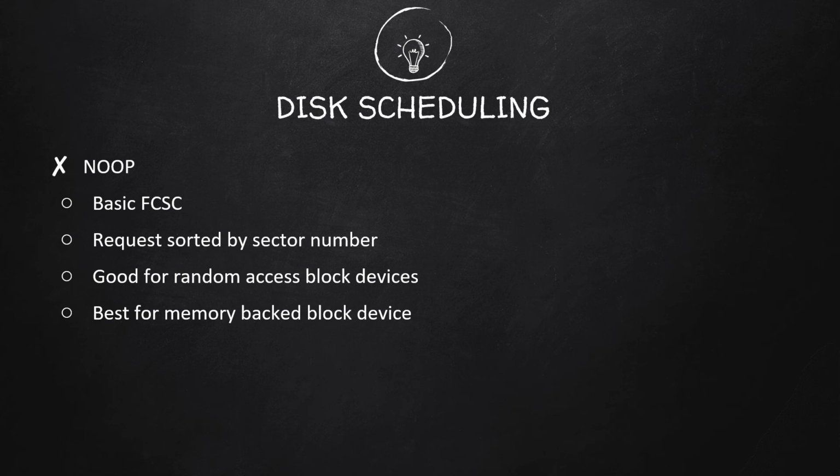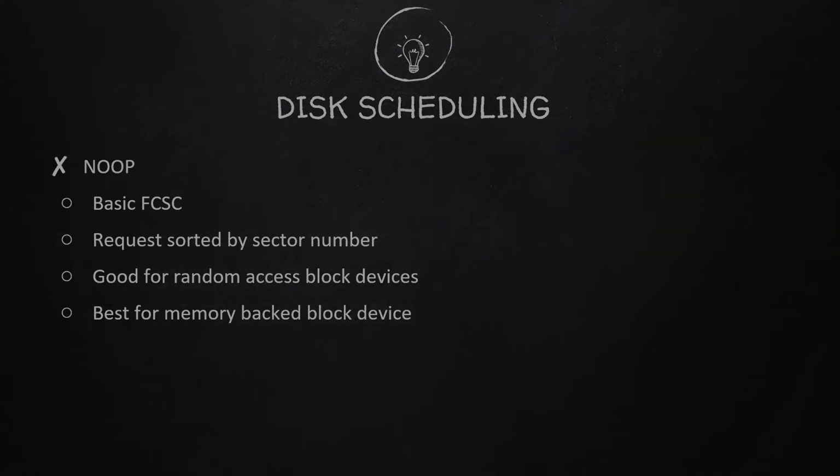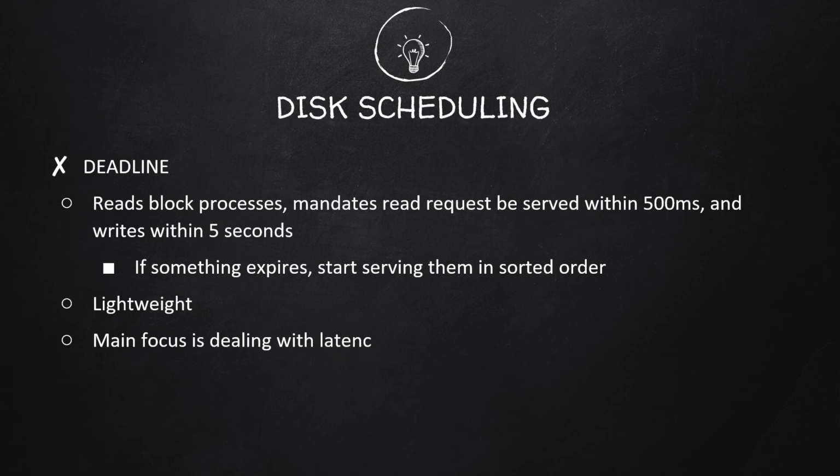Some of the most common types of disk scheduling in Linux are NOOP. It's a basic first come first serve, with requests sorted by sector number. It's good for random access block devices and is best for memory-backed block devices. Then there's deadline, which reads block processes and mandates that read requests be served within 500 milliseconds, and writes within 5 seconds. If something expires, start serving them in sorted order. The main upside is that it's lightweight, and its focus is dealing with latency.